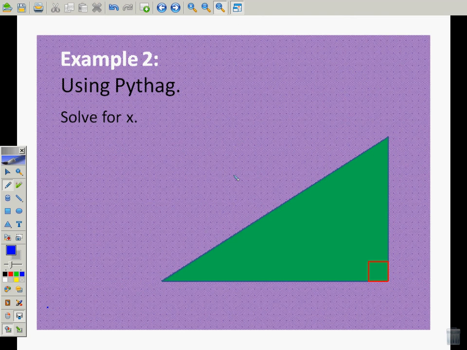Example using the Pythagorean theorem. Now I have a triangle here. It's obviously a right triangle because it has a right angle down here in the corner. But I'm going to go ahead and label it with a couple of different things to give us an idea of what's going on here.